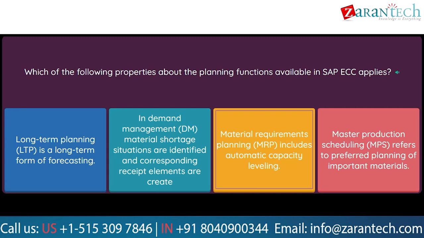Option 3. Material requirements planning, MRP, includes automatic capacity leveling. Option 4. Master production scheduling, MPS, refers to preferred planning of important materials.